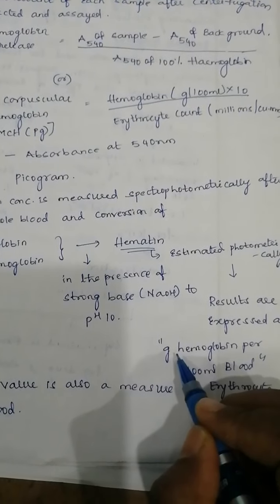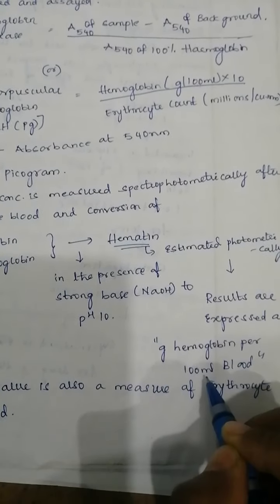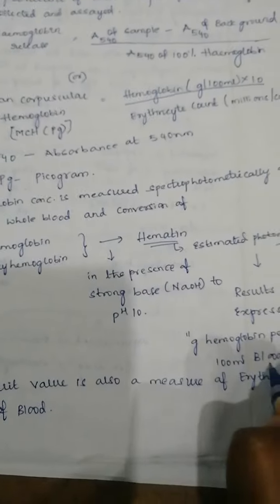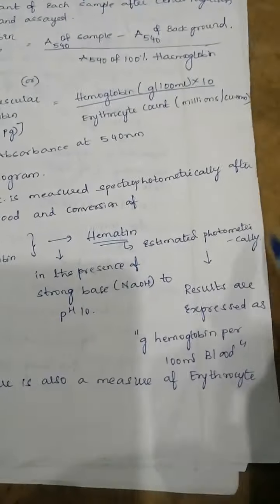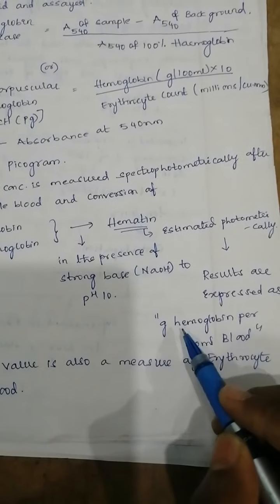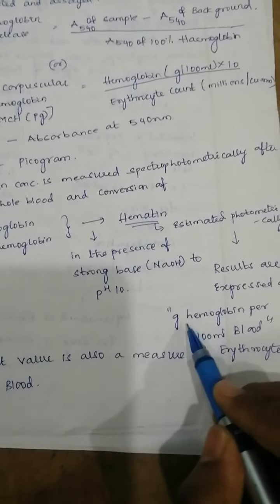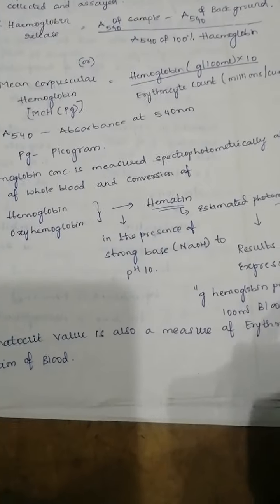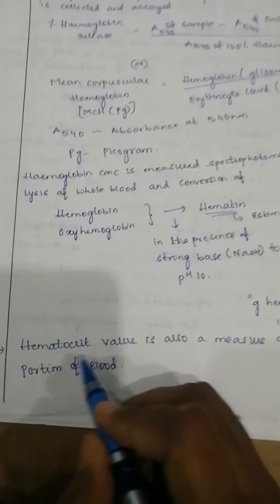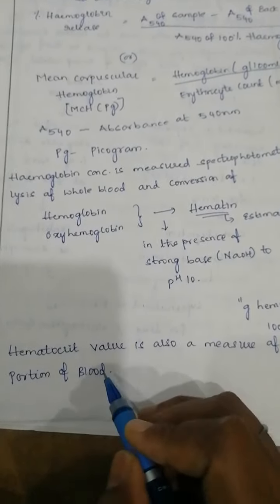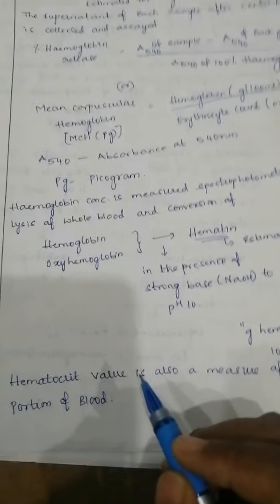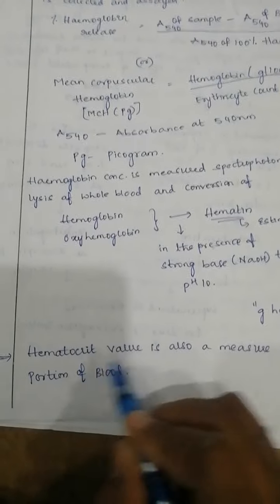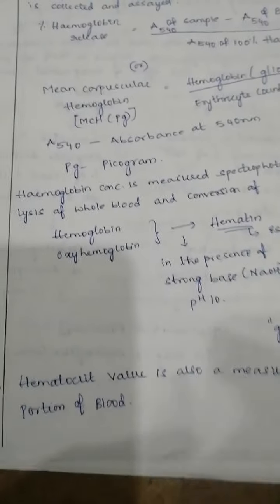That is nothing but this much amount of hemoglobin is present in 100 ml of blood. So for this purpose you have to convert into hematin, and from that hematin you get the ultimate result, that is how many grams of hemoglobin are present in your 100 ml of blood. In addition to that, hematocrit value is also important in the determination of the erythrocyte portion of your blood, that is how much RBC is present in your cells. Okay, this is your in vitro drug release and hemoglobin content.